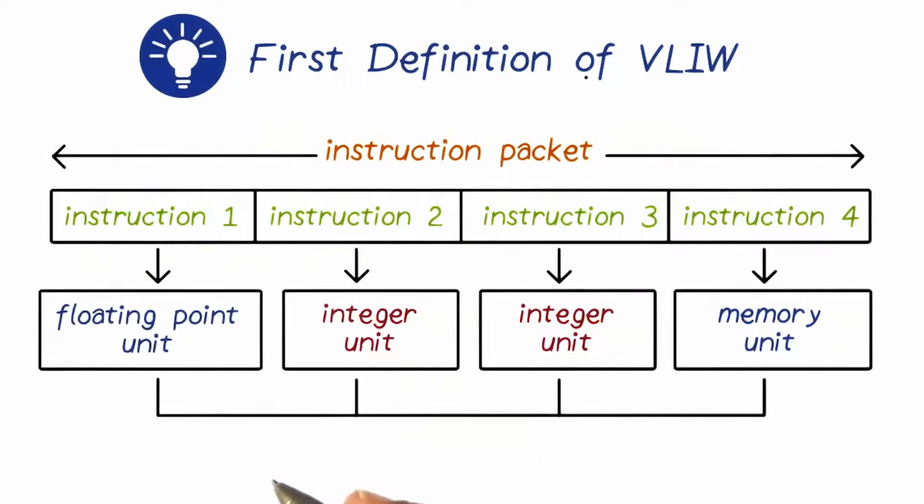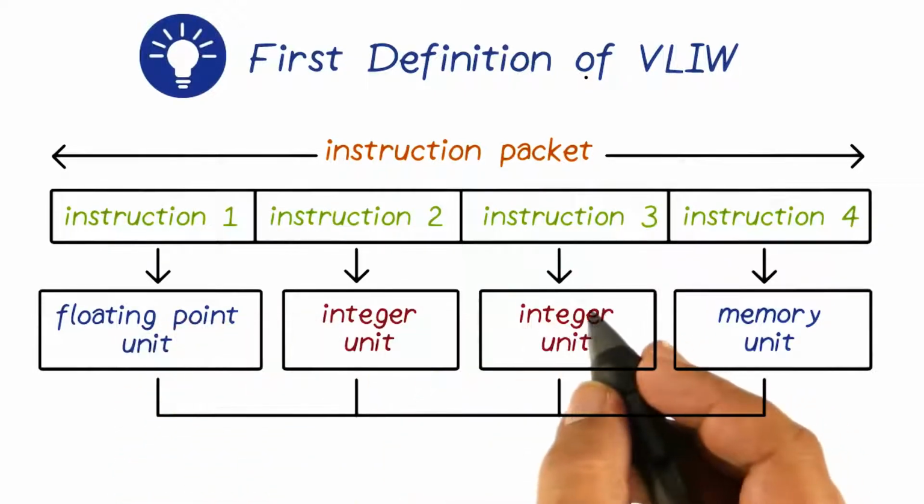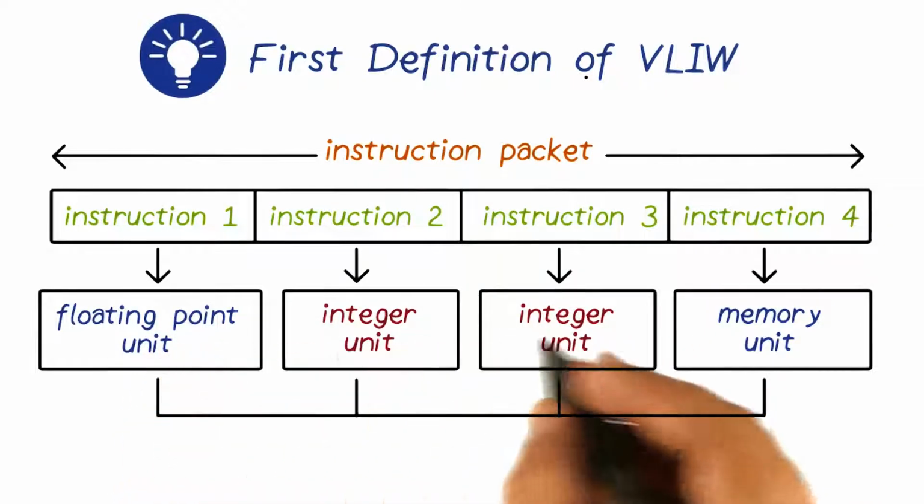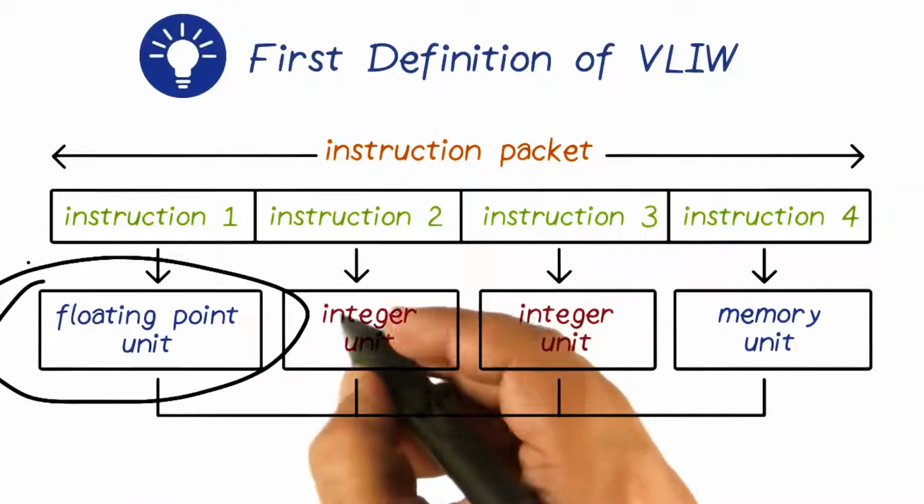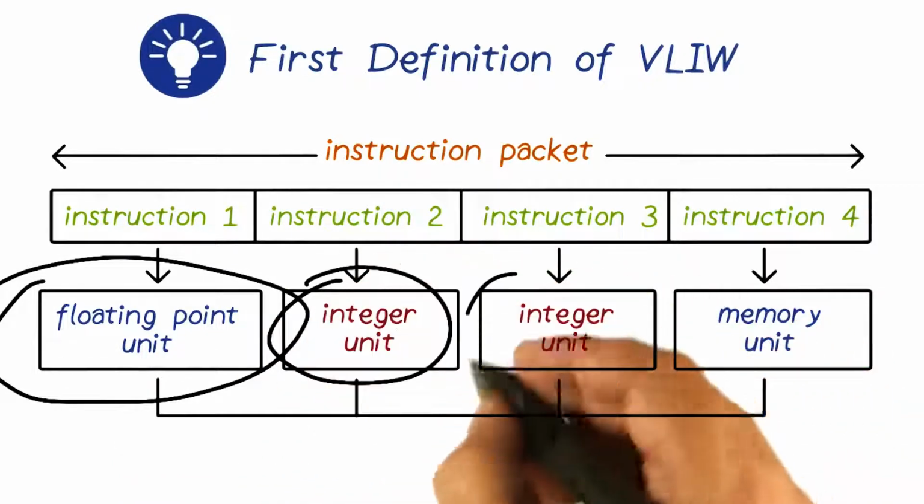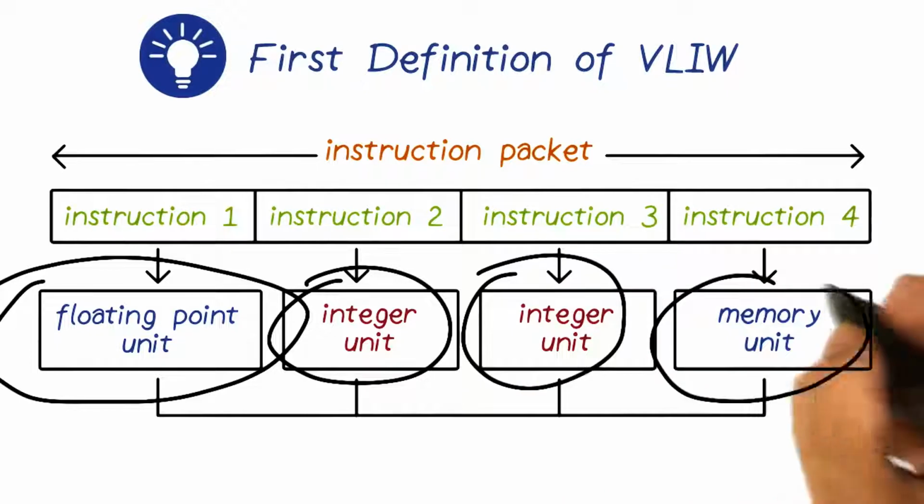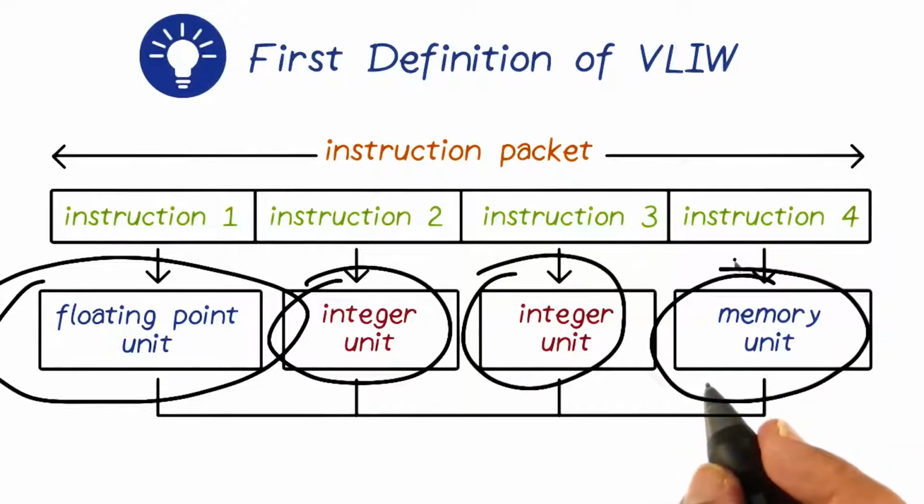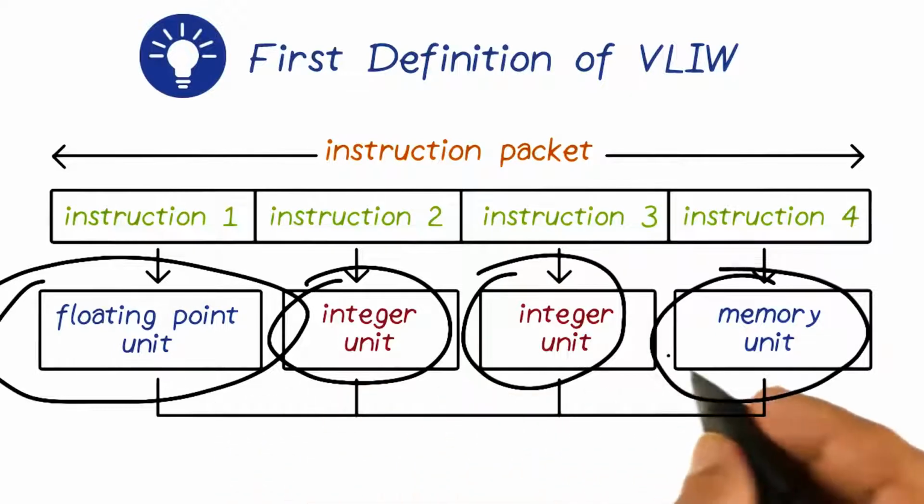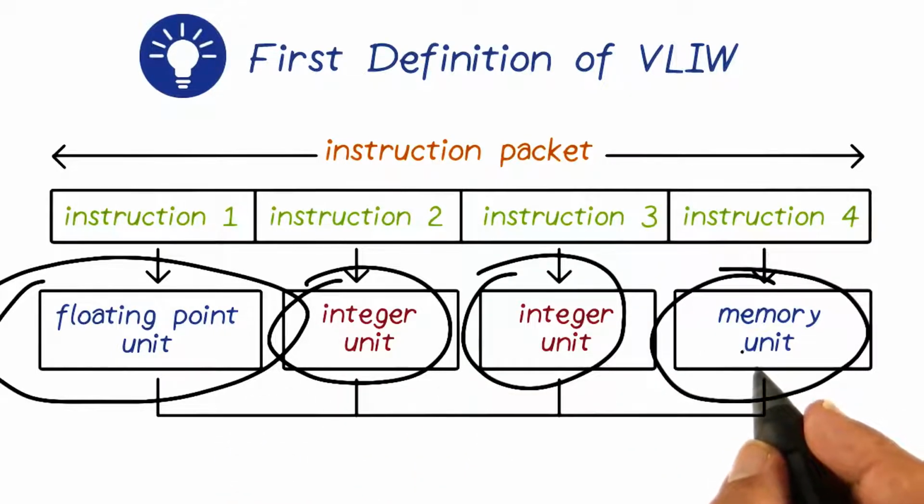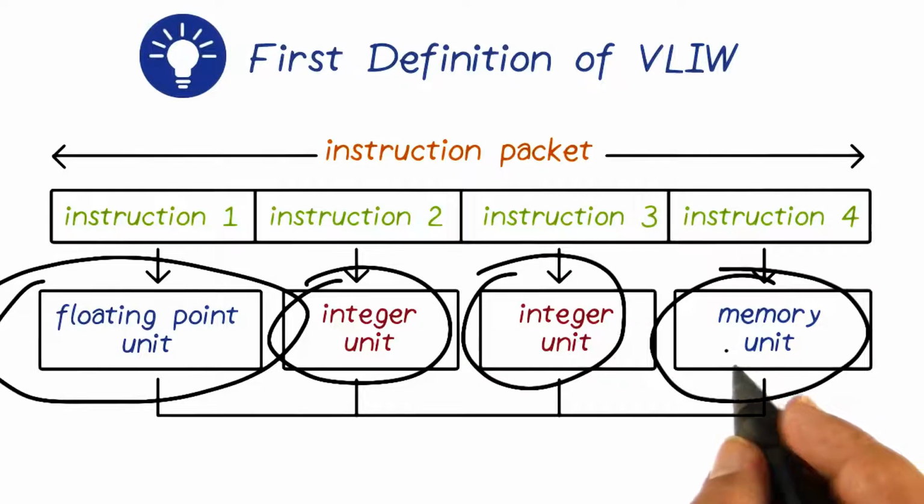The idea of VLIW is to have multiple small instructions in one large instruction. For example, here is an instruction packet that contains 4 instructions, one floating point instruction, 2 integer instructions, and 1 memory instruction, all packaged into one large instruction which we call VLIW. These 4 instructions will execute in one cycle in parallel and do different things, as you can see here.